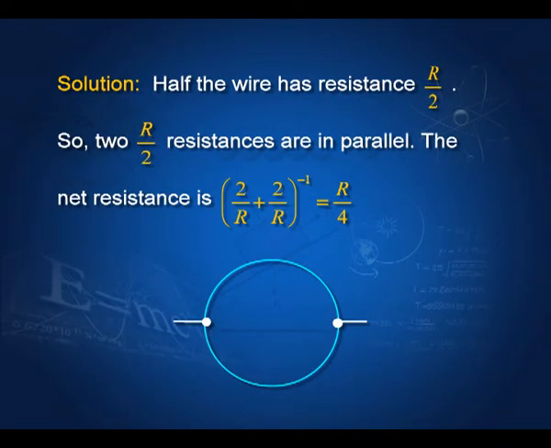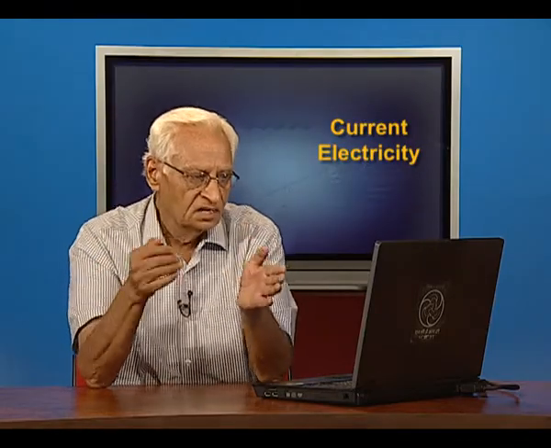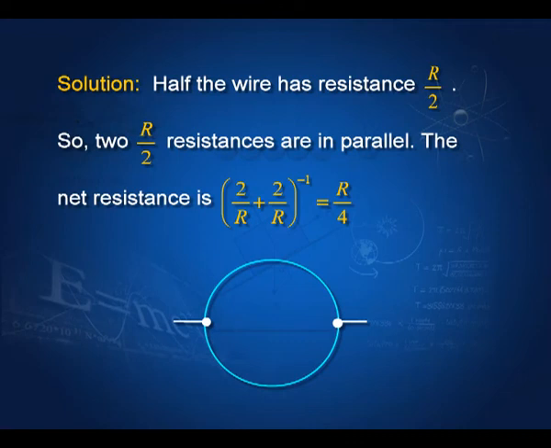Then this half circle resistance and this half circular resistance, they are in parallel. The total resistance is R, therefore, half of this is R by 2, this resistance is also R by 2. So, two resistances each R by 2, they are in parallel. Therefore, the net resistance is (2/R + 2/R) raised to power minus 1, which is R by 4. So, the net resistance of this circuit between these 2 points is R by 4.